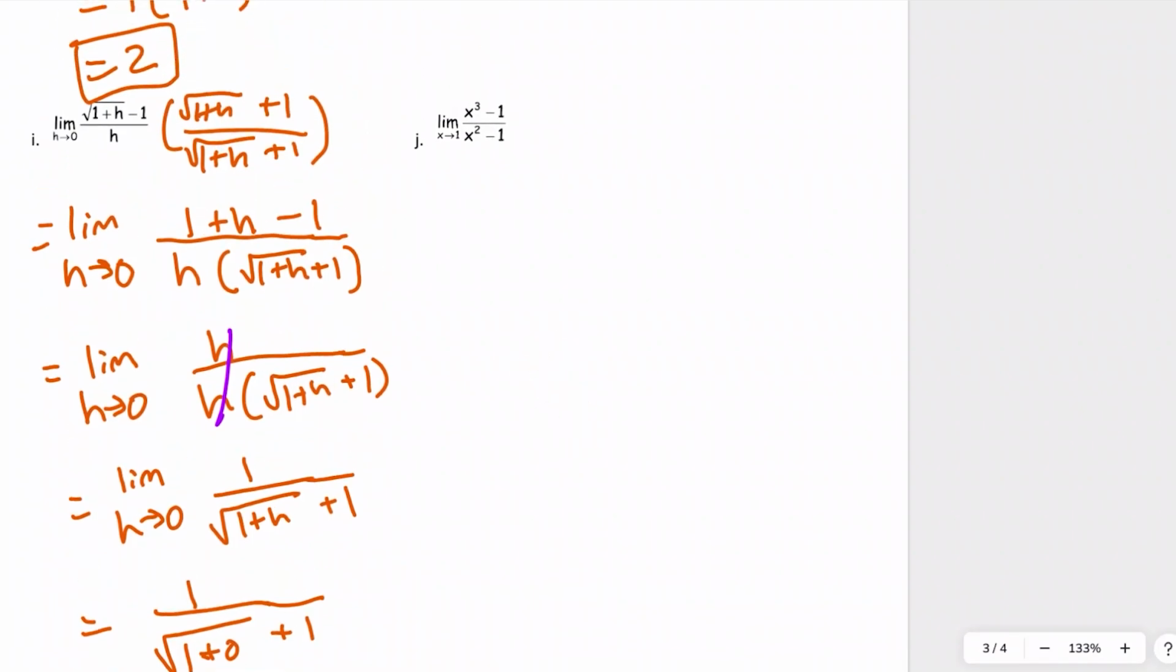Whew. All right, J. Now, J, we're going to try to plug in 1. Doesn't work, of course. We get this indeterminate form, 0 over 0. But what we can do is factor both the numerator and the denominator. The denominator is a difference of 2 squares. So you should know that when you factor a difference of 2 squares, it's just going to be the first term plus the square root of the first term plus the square root of the second term. So in this case, x plus 1 times the square root of the first term minus the square root of the second term.